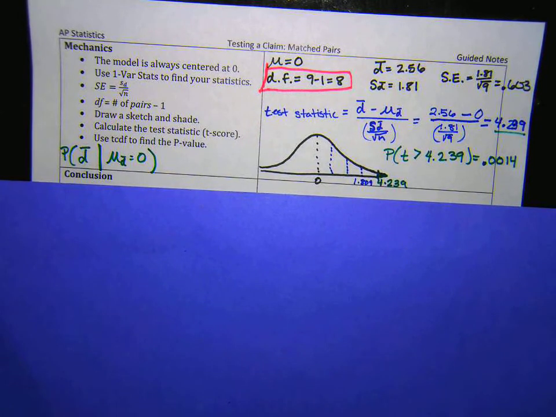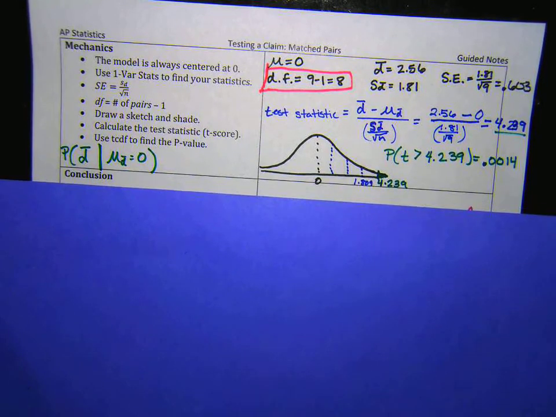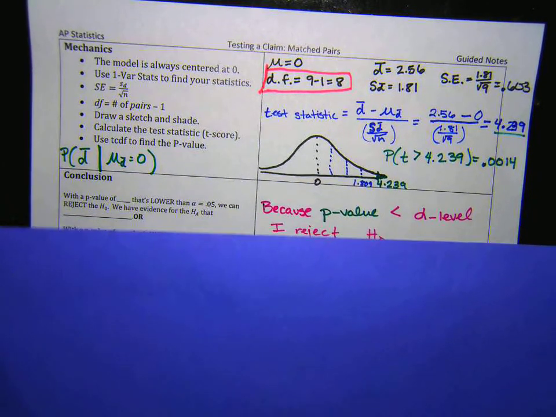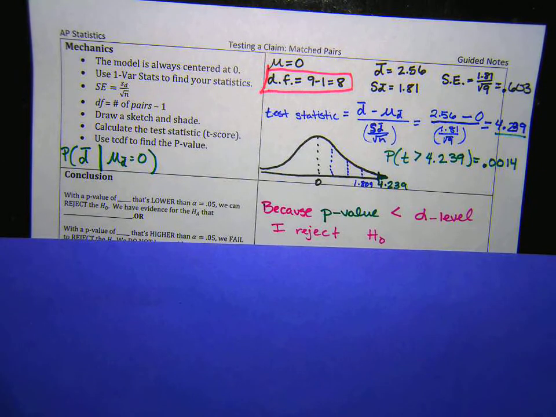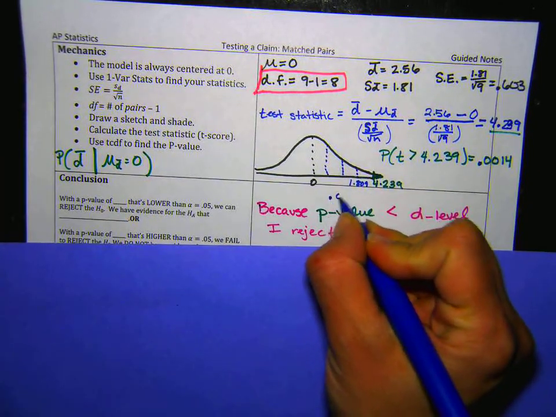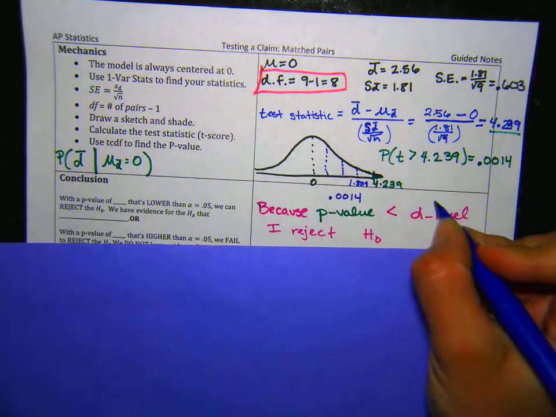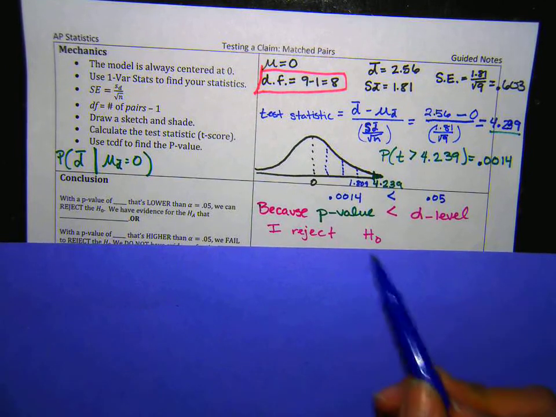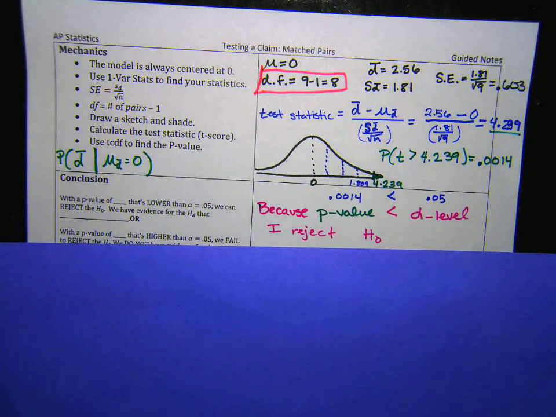So what does that mean in context? Pause the video and think about your conclusion and then restart the video. Because our p-value is less than alpha, we will reject the null hypothesis. Our p-value was 0.0014, which is less than 0.05. If the p-value is low, reject the H0. You reject the null hypothesis.